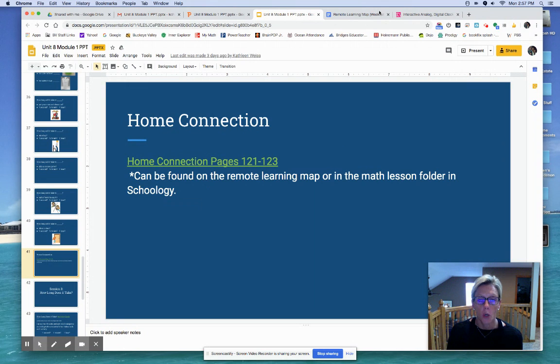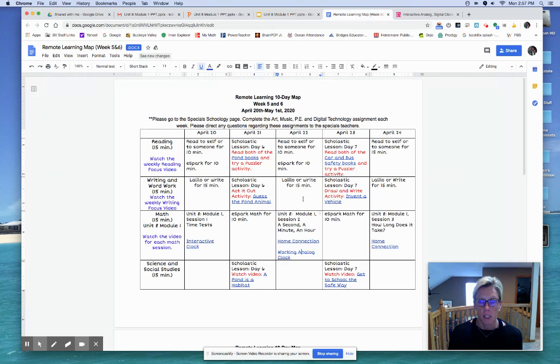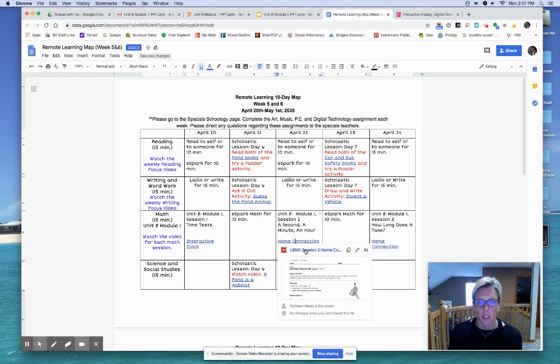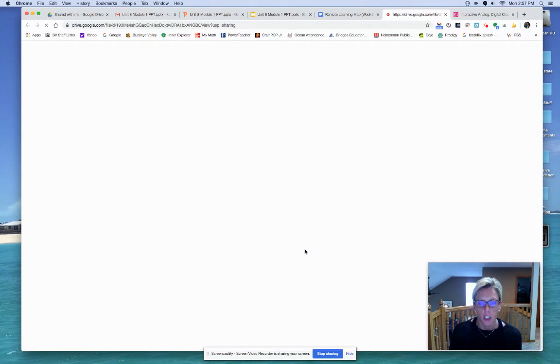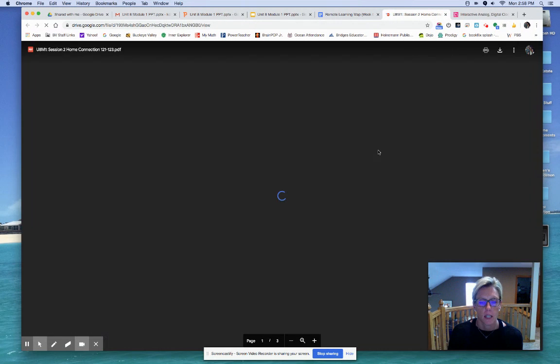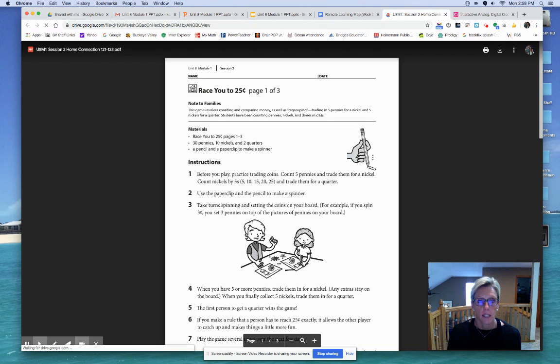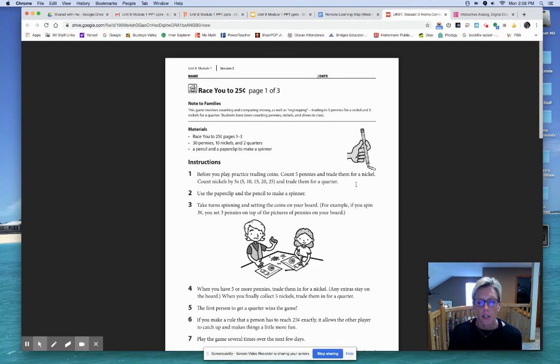The home connection is also a game, and it can be found in Schoology, or you can get it by going to the learning map and clicking on the home connection, and then the pages will pop up. And it's a game, and it's called Race You to 25 Cents. It'll give you some practice counting coins. It'll give you practice trading them. So if you have 5 pennies, you can trade them for a nickel.